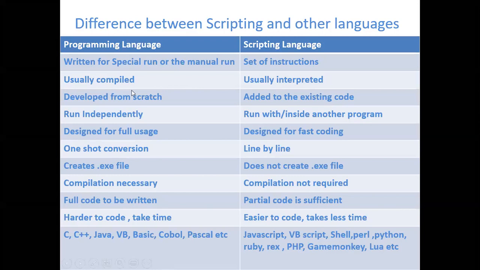Usually compiled, usually interpreted, developed from scratch. You'll start with stdio.h and include and so on, or import the package and so on, in a programming language. In scripting, nothing is required. You just add to the existing code. Programs run independently in a programming language. Here, scripting languages are clubbed with other programming languages. It is also possible that they are embedded inside the particular language. So how is it? I've got HTML code, scripting language, again HTML code, so it is sandwiched between HTML code.